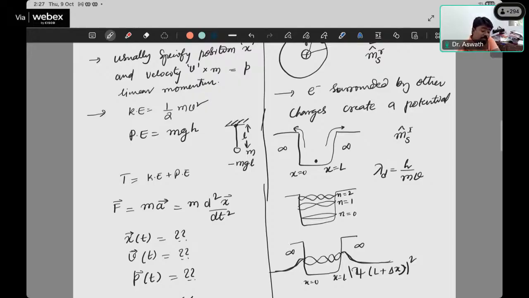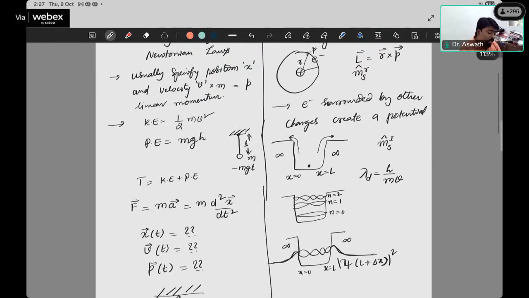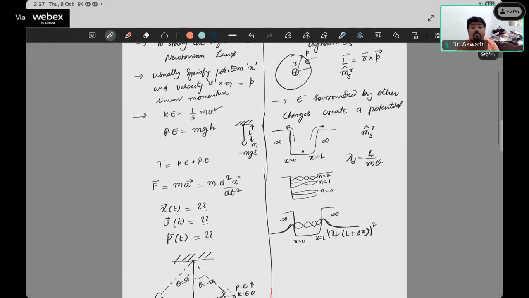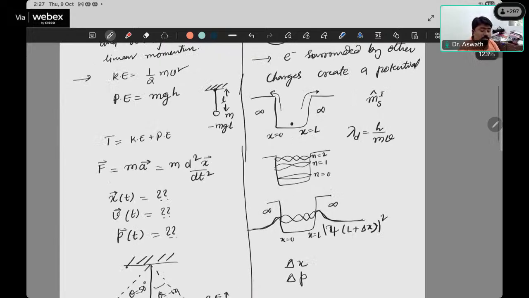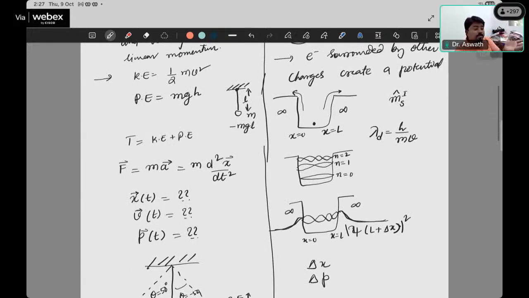Because of this, what people thought is, since it's a wave in nature, I'm always going to make a mistake in finding its position and in finding its momentum. I'll always make a mistake because it's wave nature. If something is vibrating, it appears to be like a blur. If a fan is rotating, it appears to be like a blur. I can't exactly locate the wing.